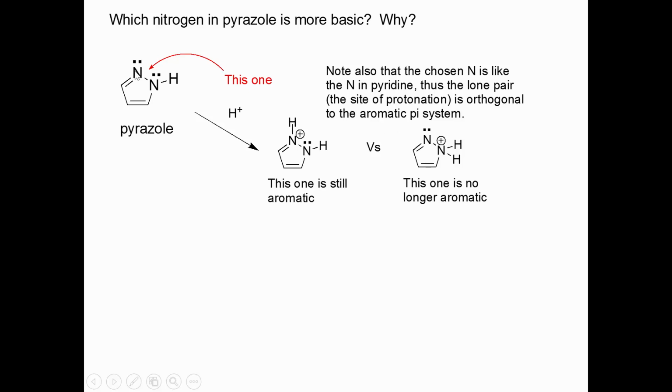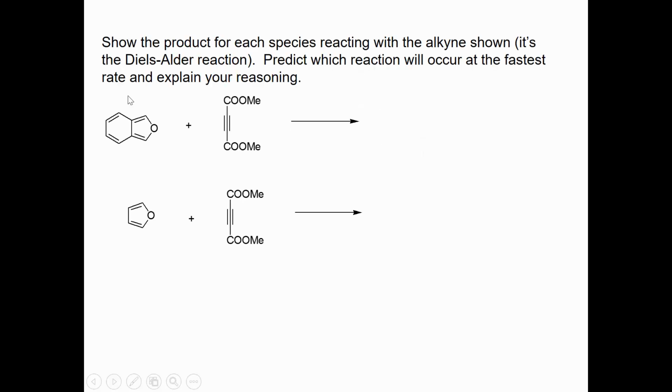The other way to explain this is that this nitrogen is like the nitrogen in pyridine. This lone pair is orthogonal to the pi system, and we cannot count this lone pair when estimating if this system is aromatic. But this nitrogen here is essential to making pyrazole an aromatic compound. So this nitrogen is not available to react with a proton. It's busy making the system aromatic.